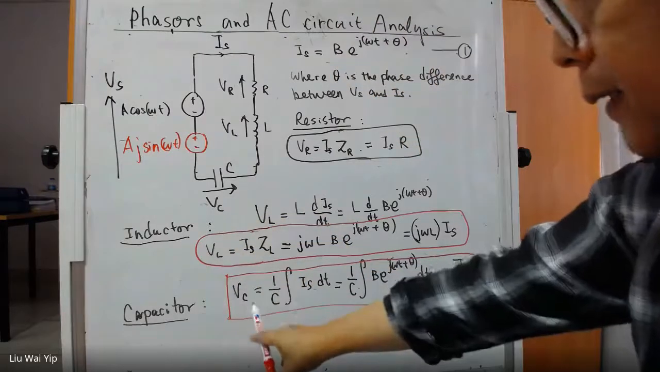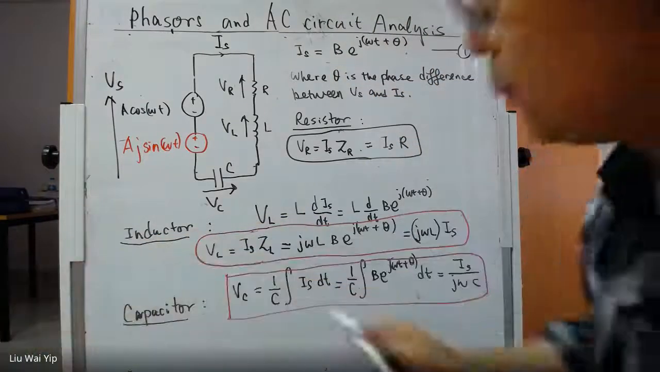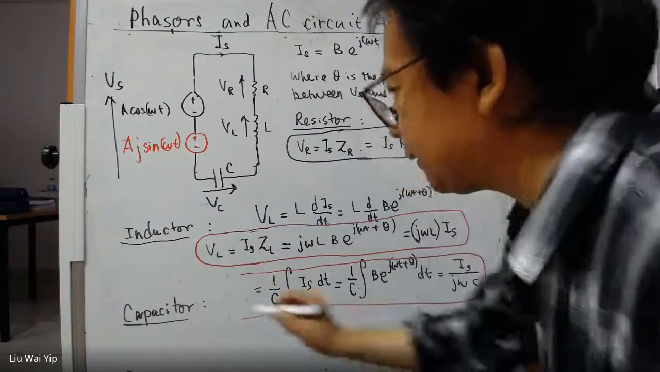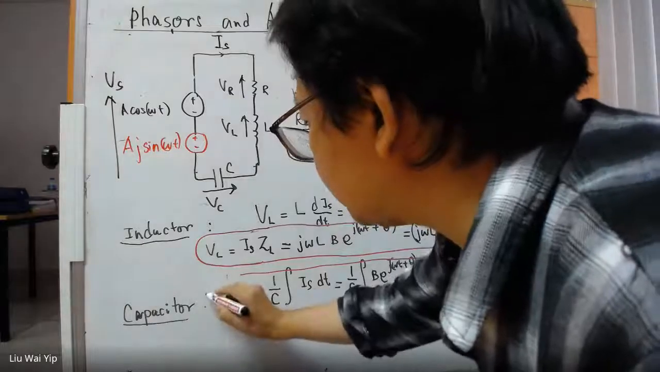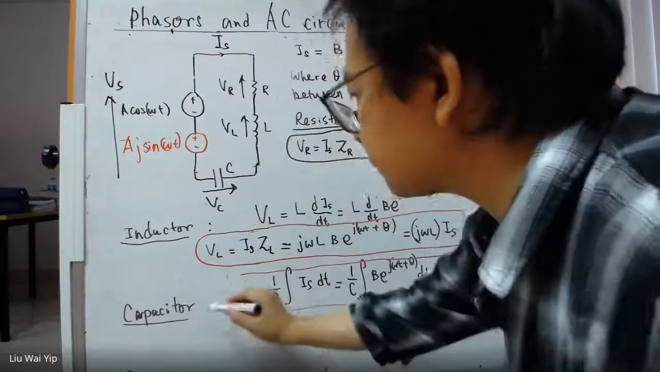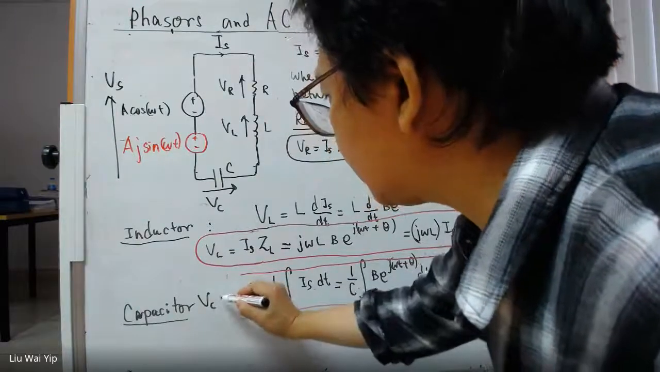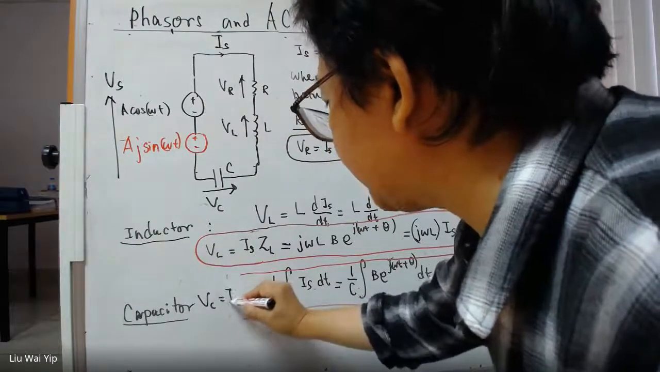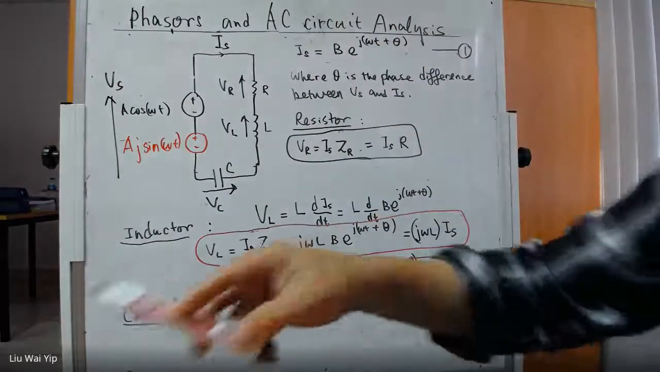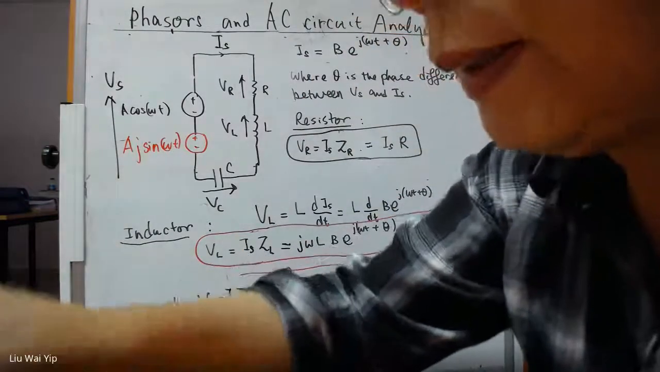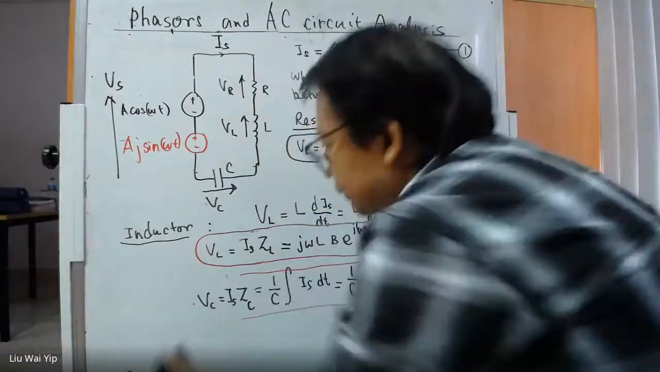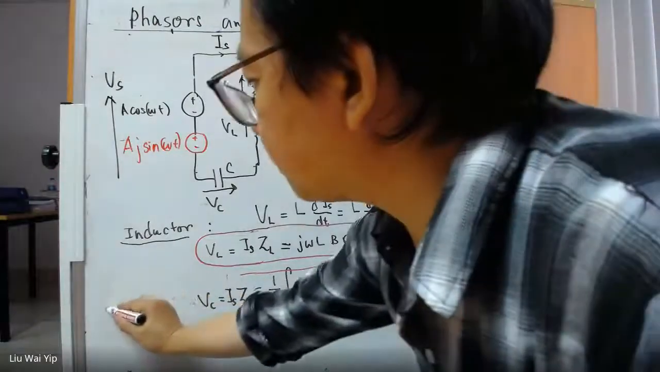And here we are going to do the same for the capacitor. The capacitor voltage is called VC, and equals IS, and then ZC. So this is going to be the expression for the capacitor.